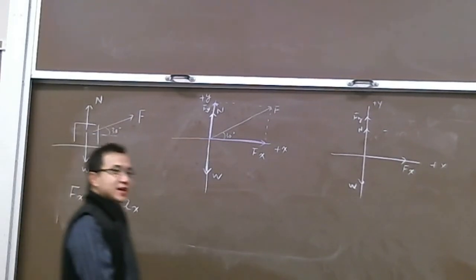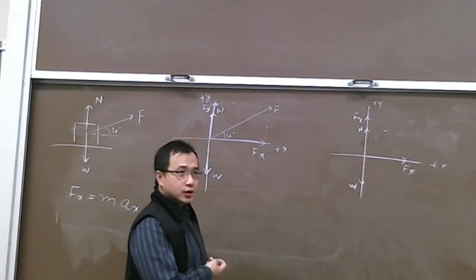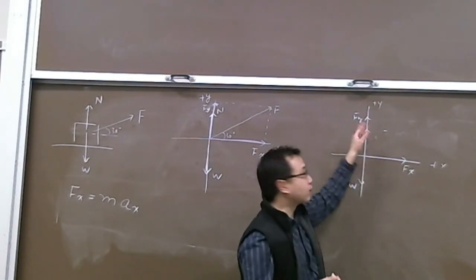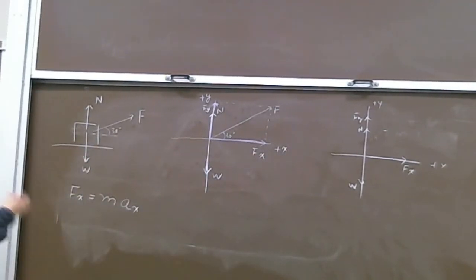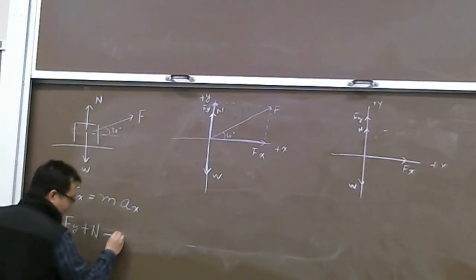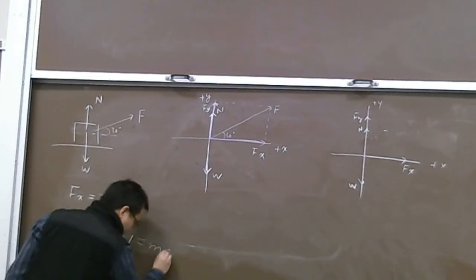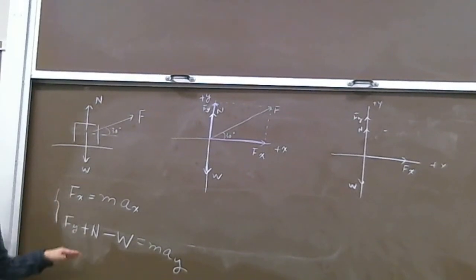Any question here? Along y direction, net force equals may. And how many forces do you have here? Three forces. So the net force is a combination of the three forces, Fy, N, and W. You need to pay attention to the direction. So when you combine them, you are going to combine them like Fy plus N minus W equals may. So that's your Newton's second law along x direction and y direction.